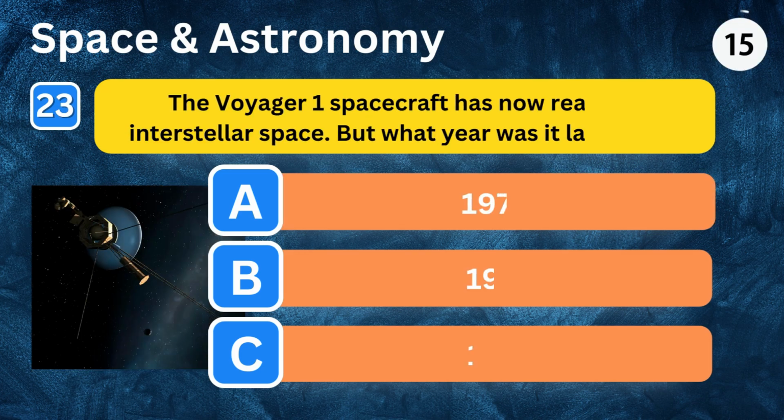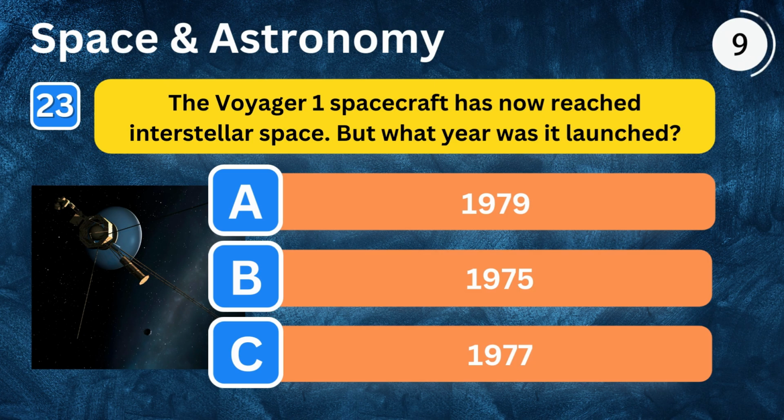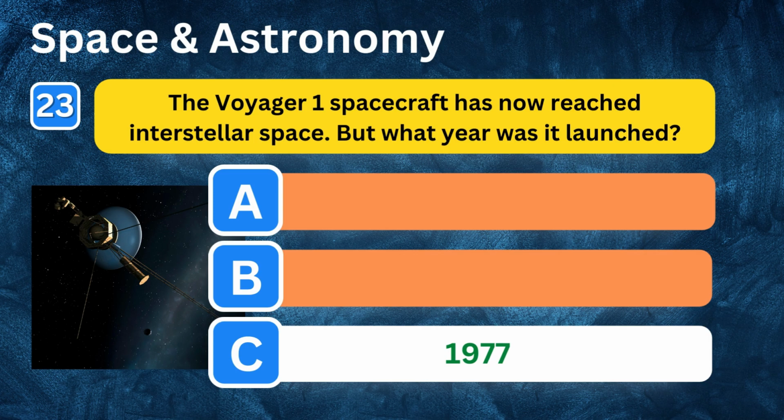Question 23. The Voyager 1 spacecraft has now reached interstellar space. But what year was it launched? Was it 1979, 1975, or 1977? And the answer was 1977.